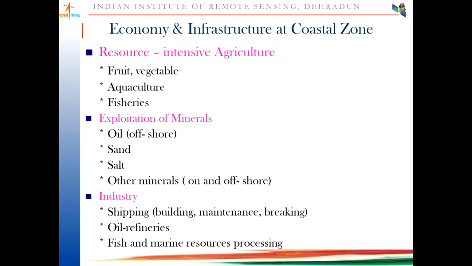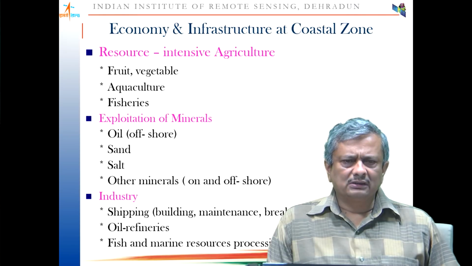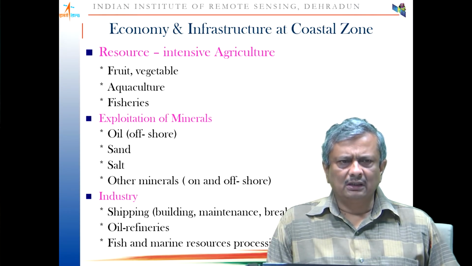So now if we want to see the various kinds of activities in the coastal zone, if you try to summarize, there is extensive or intensive agriculture activity, like fruits and vegetables coming up, lots of aquaculture activities, artificial fishing, lots of fisheries activity in the coast, exploitation of minerals in the form of offshore oil exploration, onshore oil exploration, sand mining, salt industries, other minerals, heavy minerals extraction, deep sea mining, manganese nodules exploration onshore and offshore.